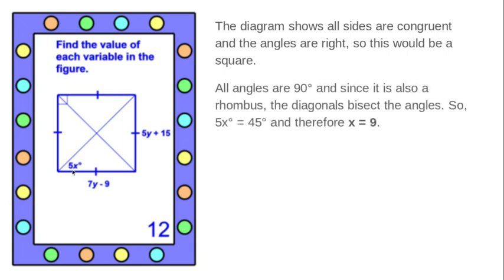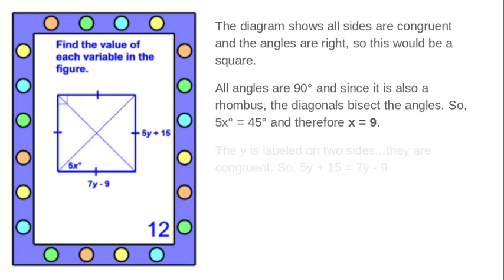Because of that, this whole angle right here will be 90 degrees. But even more specifically than that, in a rhombus, which a square is a rhombus, the diagonals bisect the angles. So this is going to cut that 90 in half. So half of 90 is 45. So 5x has to equal 45. That allows us to say x is 9.